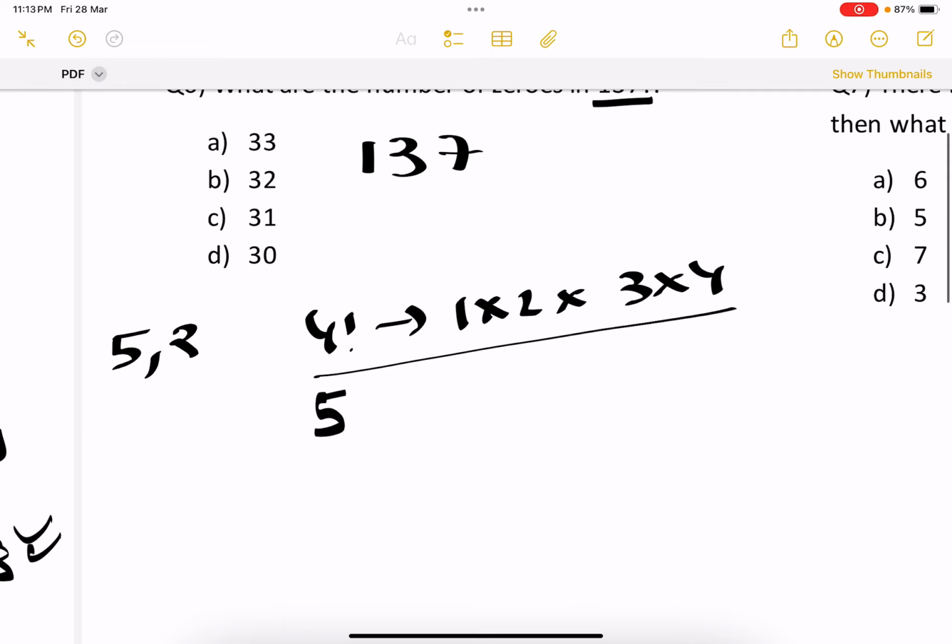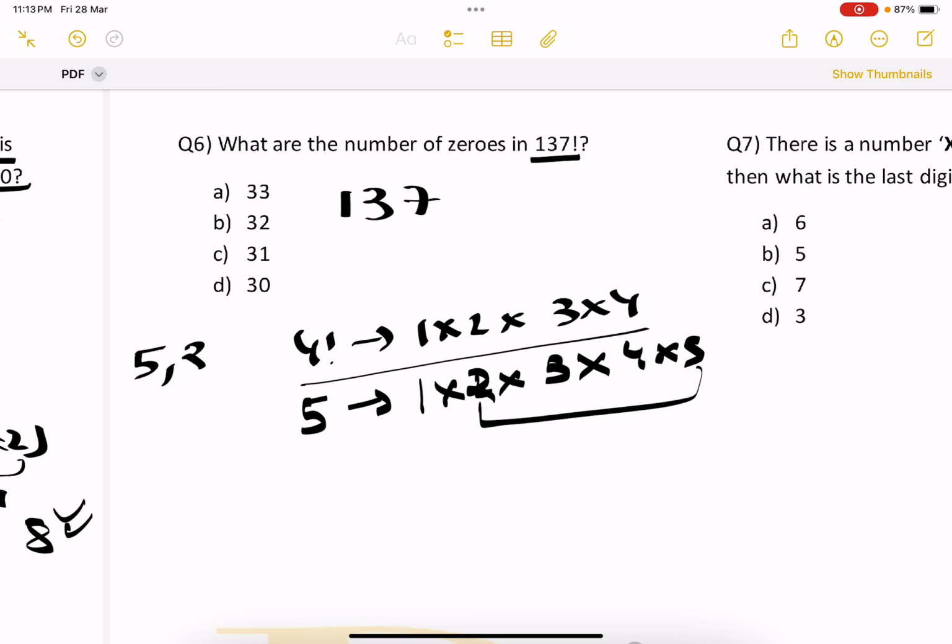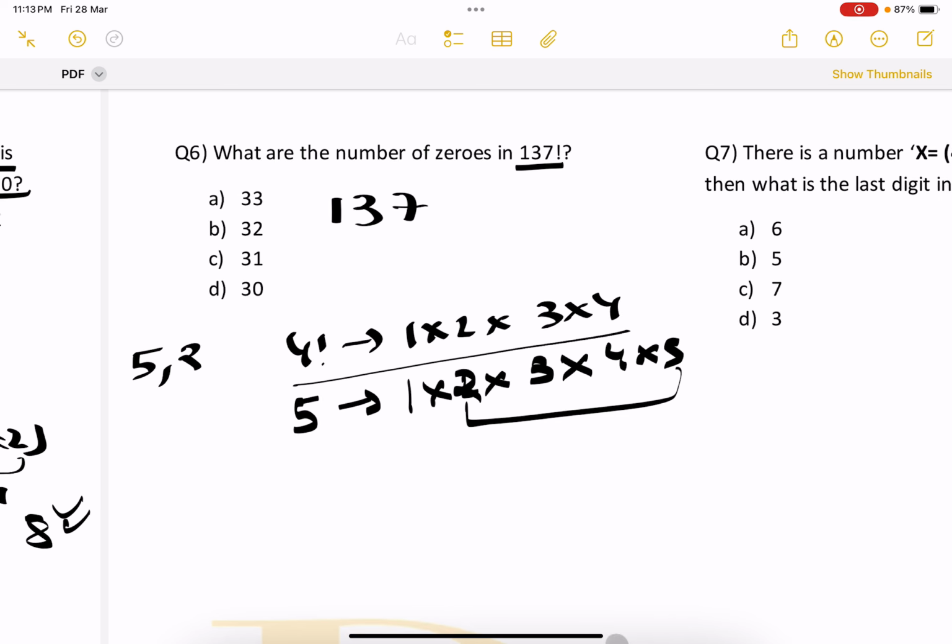So till 4 factorial we do not have any 5. Any 5 which comes after 4 factorial, that is in 5 factorial, 5 into 2 would give you 1 0. So we have to count the number of zeros. So what we do is, we keep dividing this by 5 until it divides completely.